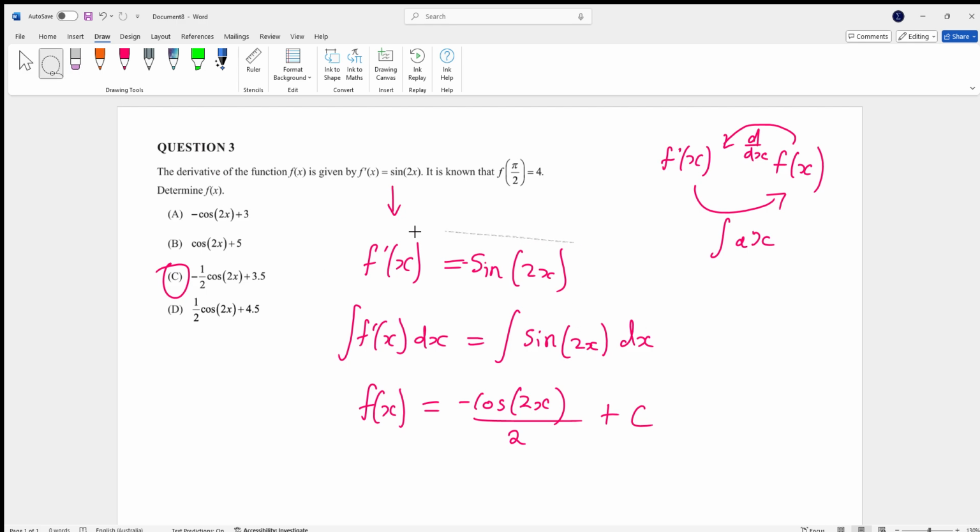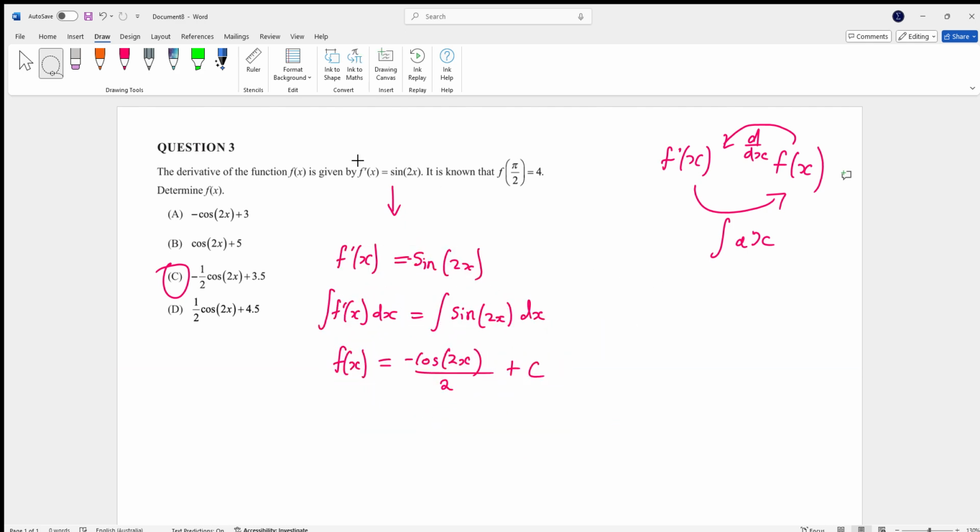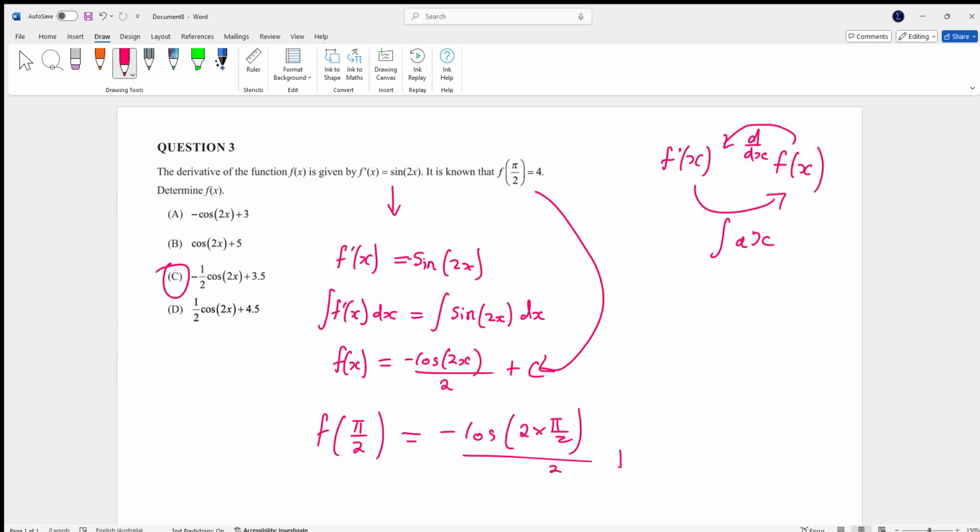So, the reason why they gave us this information up here, the f of pi over 2 equals 4, is to work out what the plus C is. Because if we put this information into here, we'll be able to solve for C. So here we go, f of pi over 2 equals negative cos 2 times pi over 2 plus C. Now here we know this is equal to 4, so we can replace that with 4.